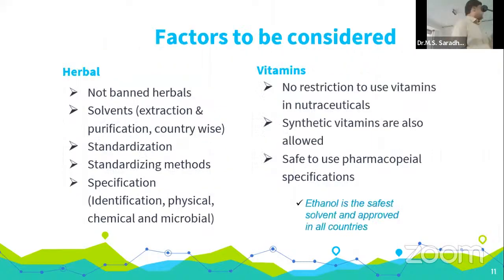Again, you should worry about banned herbal solvents. Solvents are very important in herbal extracts. Each country has its own solvent regulations and residual solvent limits. Most countries allow ethanol as an extraction solvent without any questions. But it doesn't mean that everything is allowed. For example, in India, in Kerala, there is Arista, which is alcohol based. That is not allowed in the US.